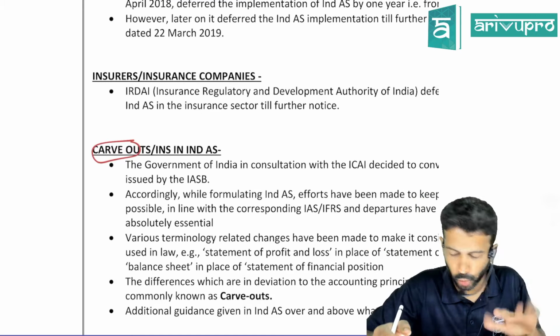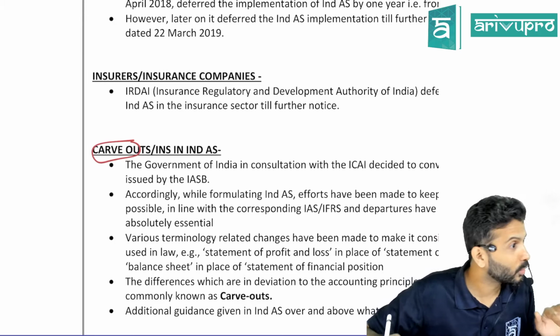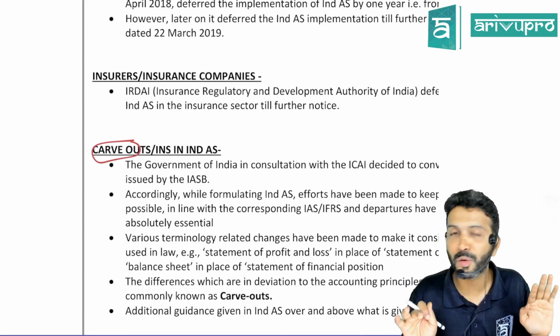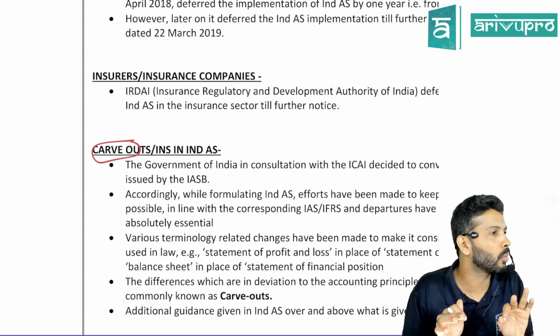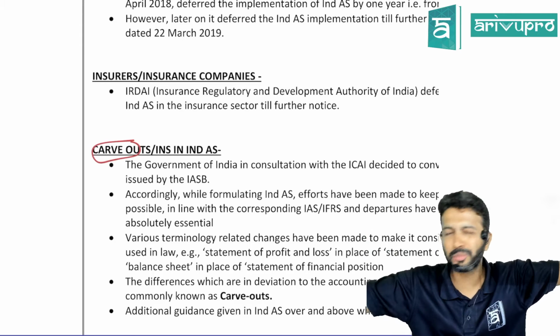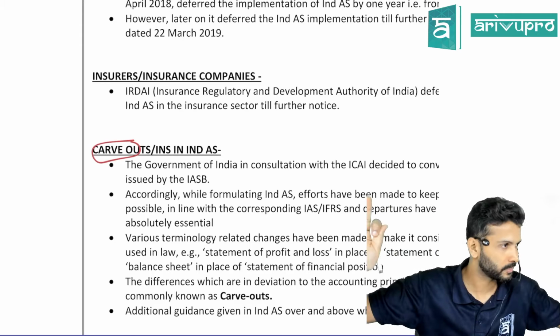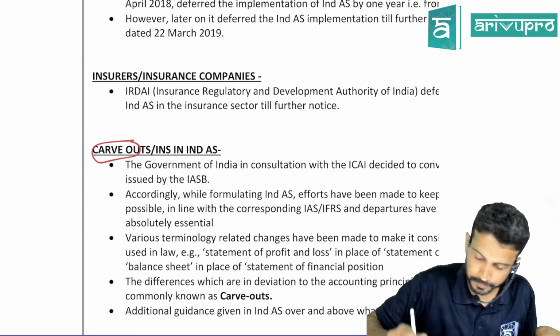Now, there is no point in discussing this with you because you don't know Ind AS. Do we know AS first? No. That means discussing carve outs at this stage will not make sense. Just the meaning is good enough. Carve out means the differences between IFRS and Ind AS. An MCQ question may come on this. A little bit more about all this will come in the CA final stage.